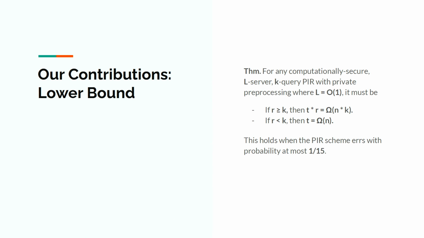I'll also note that the condition on when the hint size is less than k encompasses the fact that you can always just run a batch PIR in linear time. So if the hint is too small, then you can always run batch PIR, but that still requires linear time. Like I said, this lower bound is pretty encompassing. It holds even when PIR has constant error, and it holds in the multi-server setting as well.